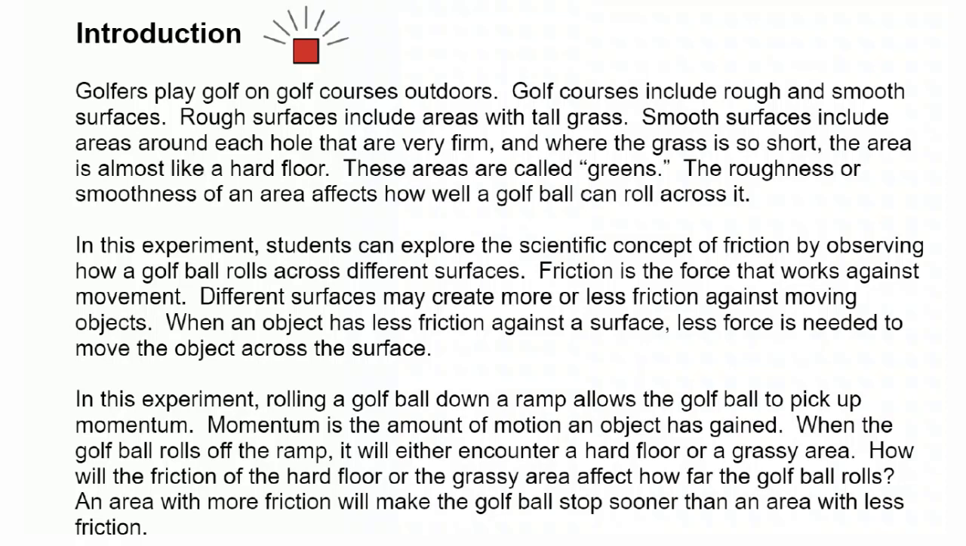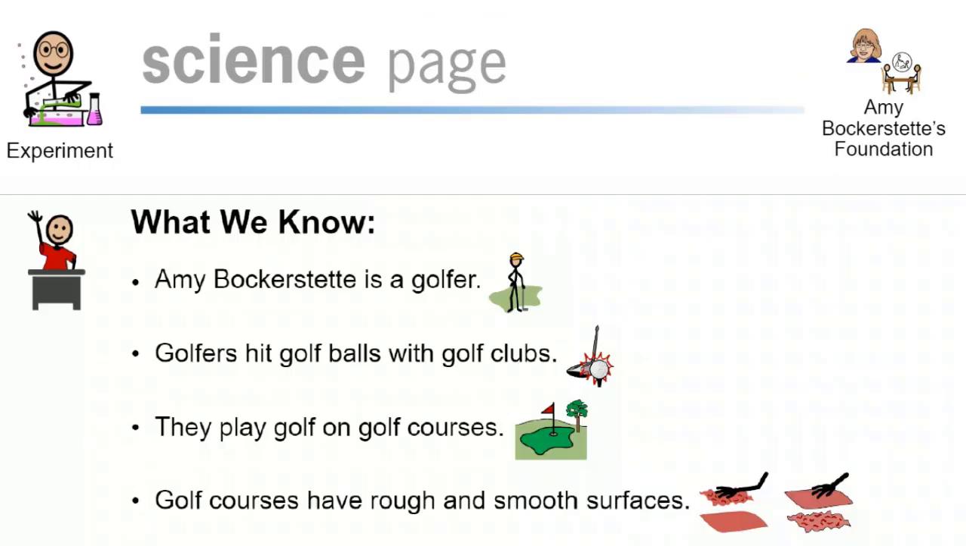So today, the height of the ramp will stay the same. The ball will stay the same. The only variable that is changing is the type of surface the ball will roll on after it gets off the ramp. What do we know?